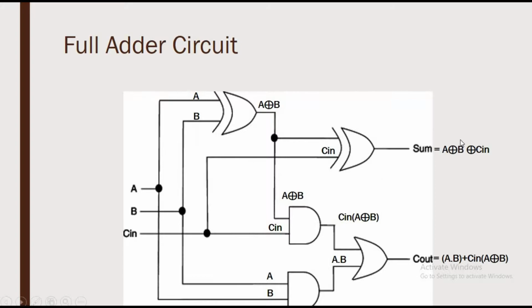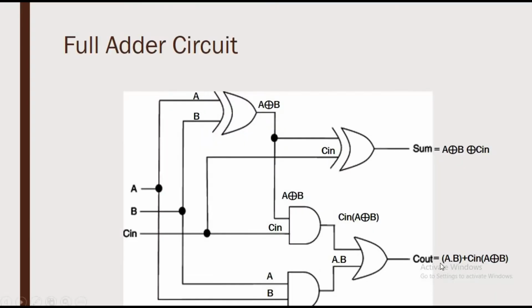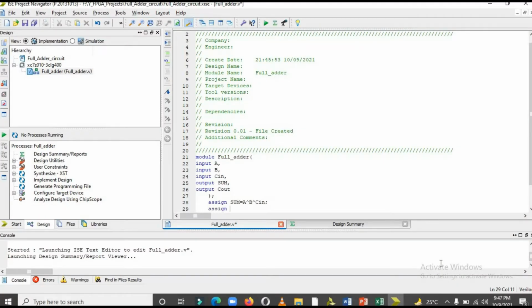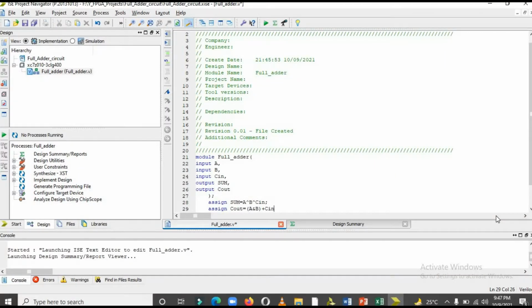Alright, first we are going to implement the sum, which is A XOR B XOR C in. So assign sum equals A XOR B XOR C in. Similarly, assign C out, meaning carry out, equals A and B, plus C in and A XOR B. So now our .v file is ready.